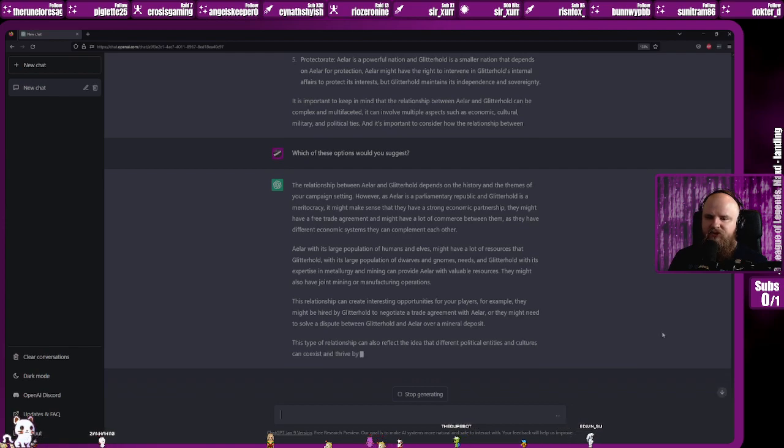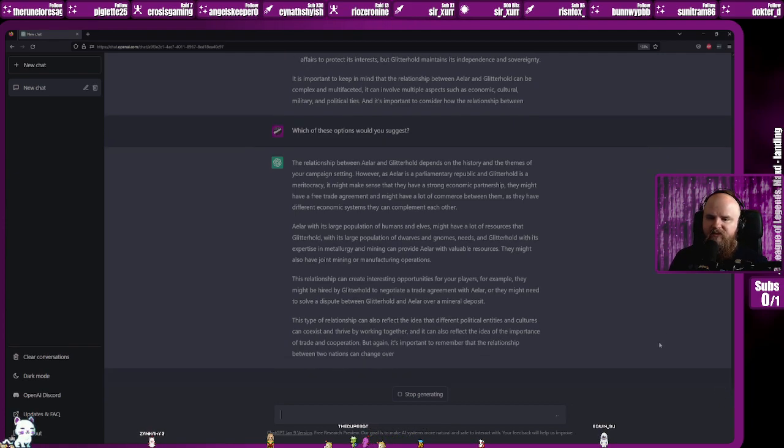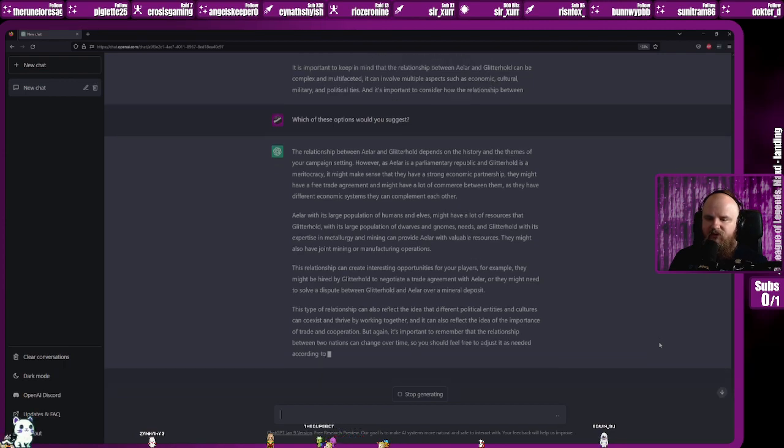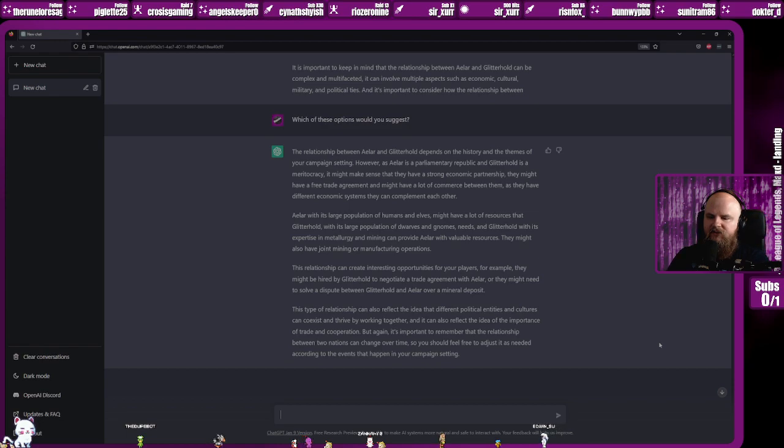This relationship can create interesting opportunities for your players. For example, they might be hired by Glitterhold to negotiate a trade agreement with Alar, or they might need to solve a dispute between Glitterhold and Alar over a mineral deposit. This type of relationship can also reflect the idea that different political entities and cultures can coexist and thrive by working together, and the importance of trade and cooperation. But again, the relationship between two nations can change over time, so you should feel free to adjust it as needed according to the events that happen in your campaign setting.